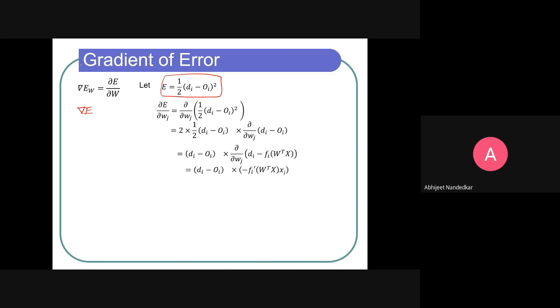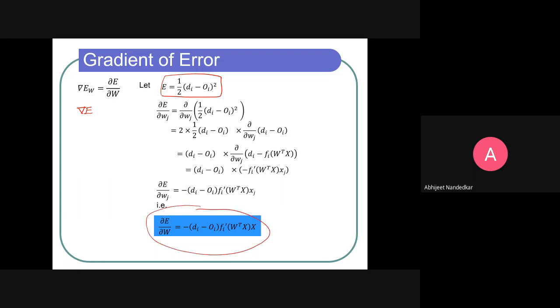If I follow that, which we have seen earlier, so I am just quickly showing you, I will land at this equation, which is the gradient of error with respect to the weights of the neuron. So this is about a single neuron, how you are training a single neuron.